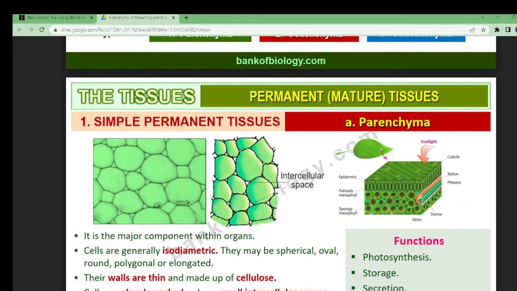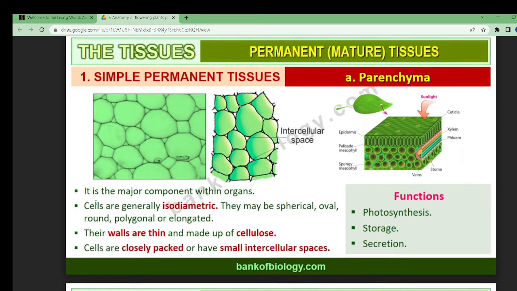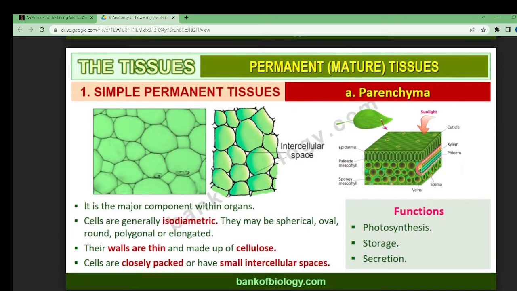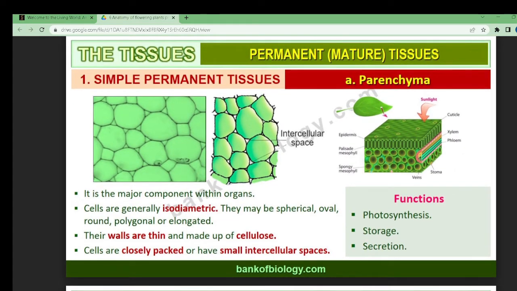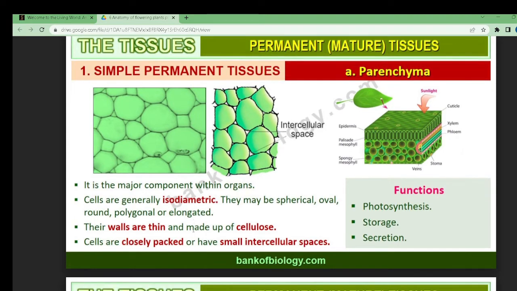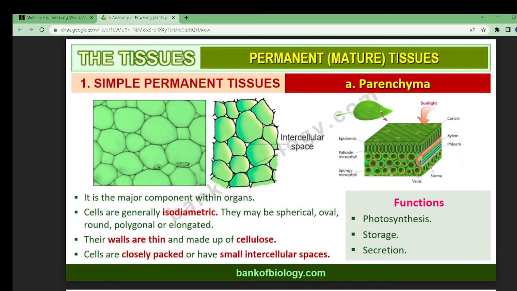First we'll discuss parenchyma. You can see this is the structure of parenchyma in green color. They have an intercellular space between them. Parenchyma is the major component within a plant organ when you study the tissues. The cells are generally isodiametric. They may be spherical, oval, round, polygonal, or elongated, so you can see there is variation in the shape of the cells.